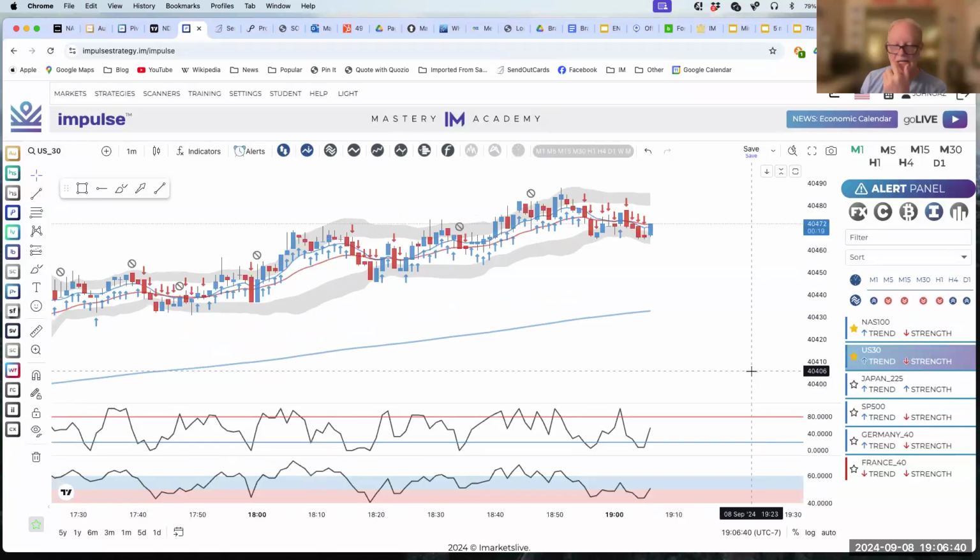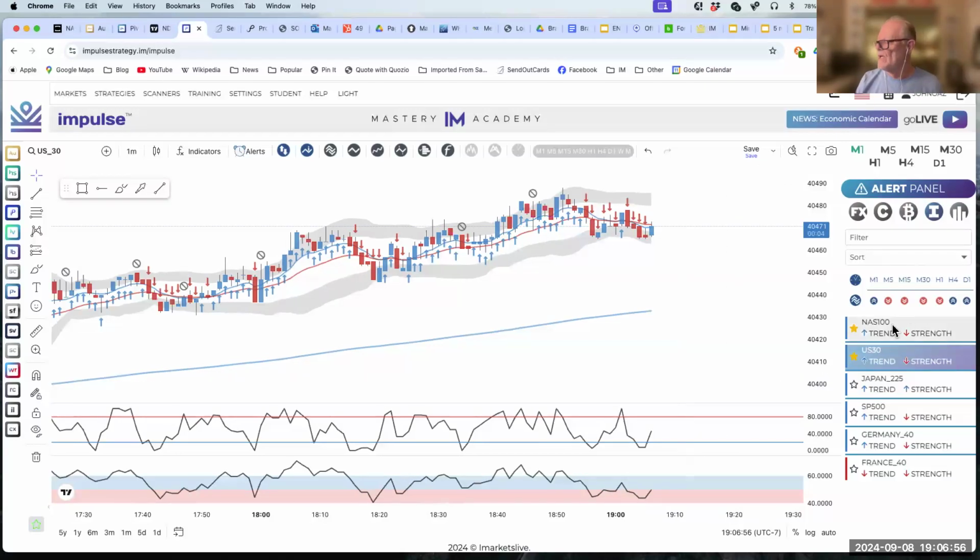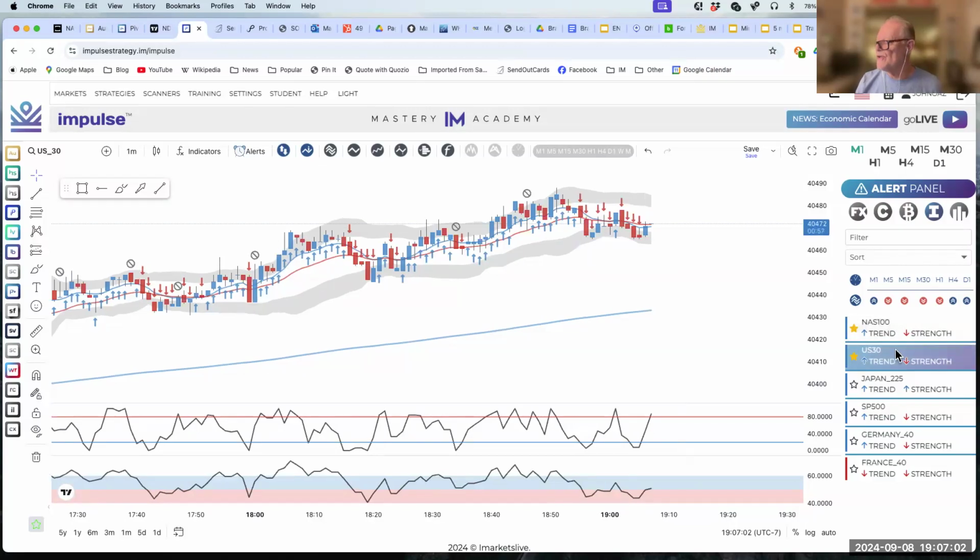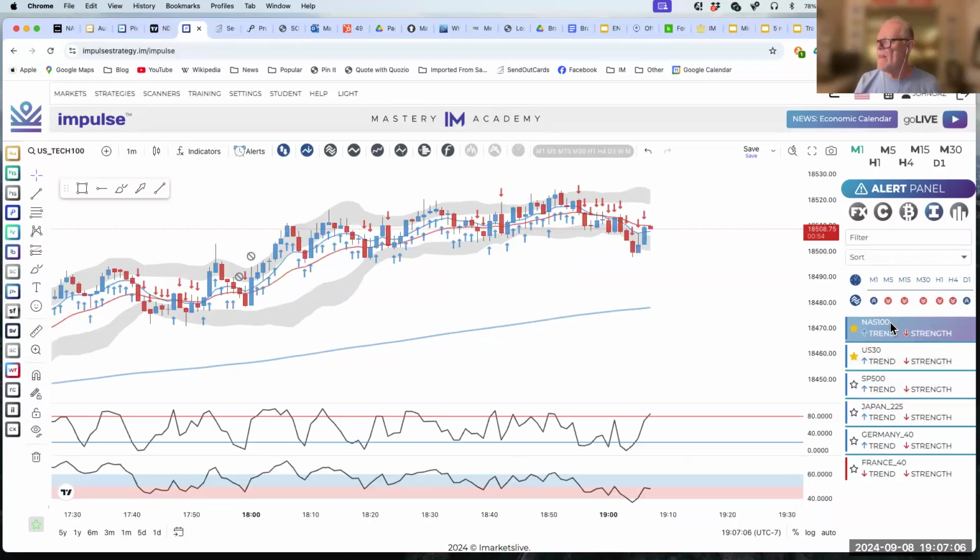You can see US 30 and the NAS often move in the same directions, but US 30 can move a little bit differently and can give us indications as to what the NAS is going to do as well. So it's worth keeping an eye on that. But the US 30 does make some big moves, so you do have to be a little bit careful. Make sure you know what you're doing before you trade that.